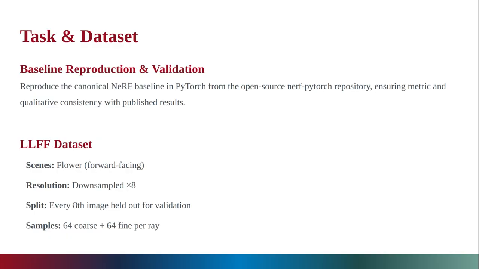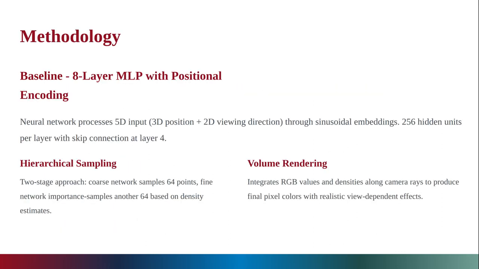For evaluation, we use the LLFF dataset, especially the flower scene, a forward facing real world scene with complex lighting and detailed texture. Our baseline uses an 8-layer MLP with positional encoding. The neural network processes 5D input, combining 3D position coordinates with 2D viewing direction through sinusoidal embedding. This allows the network to learn view dependent effects like specular highlights.